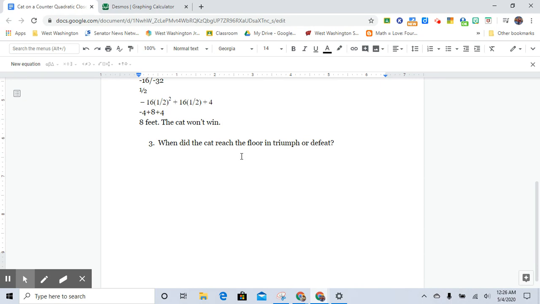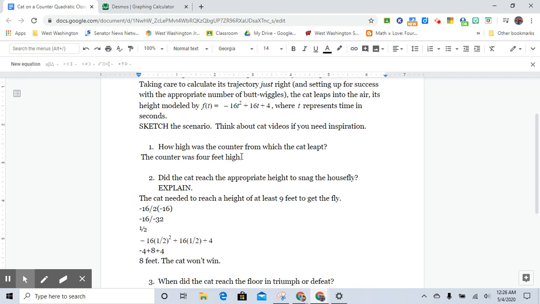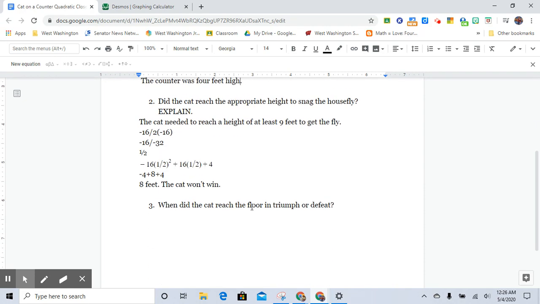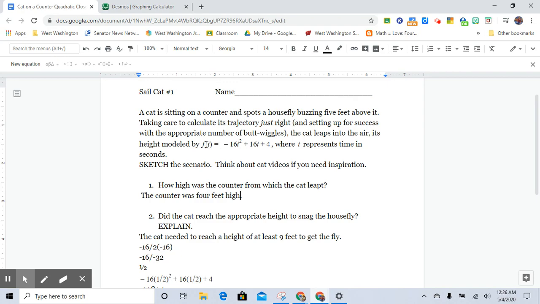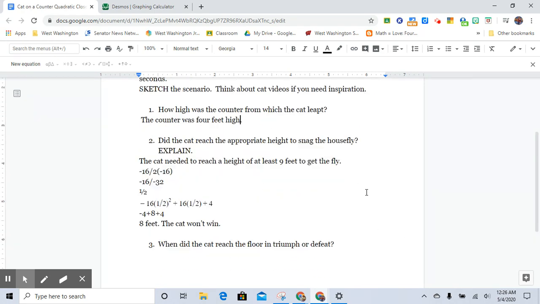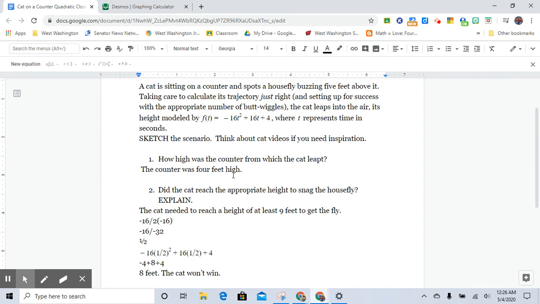When did the cat reach the floor in triumph or defeat? All right, so this one, I'm going to tell you, is not factorable. Why is that important? Because reaching the floor means the x-intercept, when its height is 0. And so the x-intercept is going to be where this equals 0. So we're going to solve these just like we did last week. I'm not sure about all the ones on the SailCat problems that we're going to be doing this week, but there's not very many of them that involve reaching the floor. So we'll get there whenever we get there.